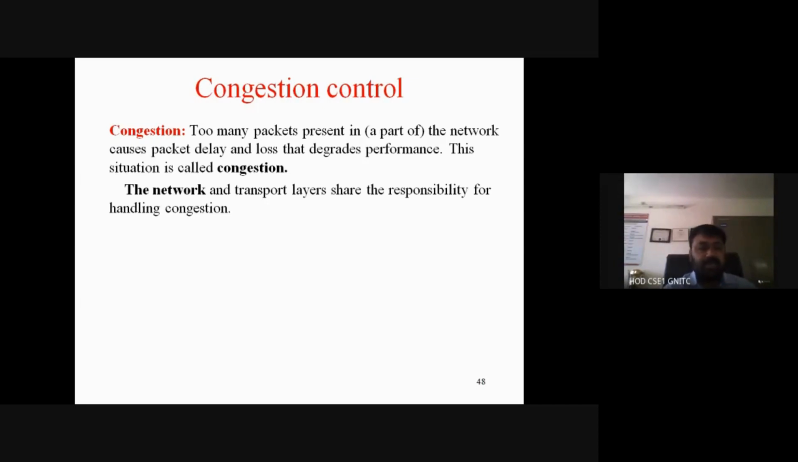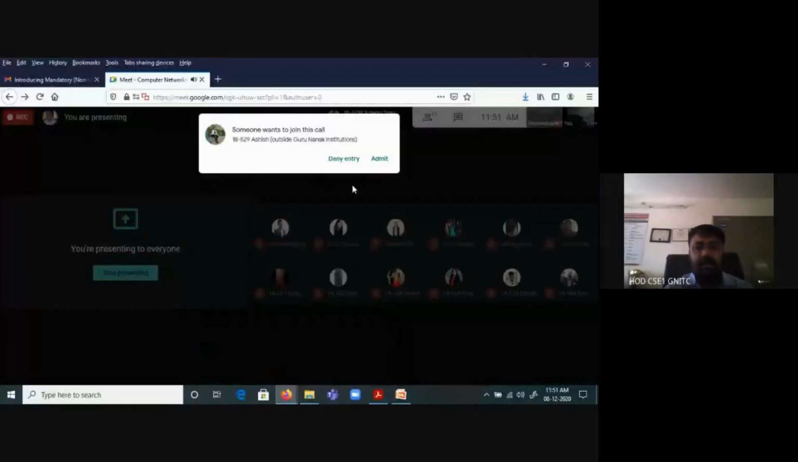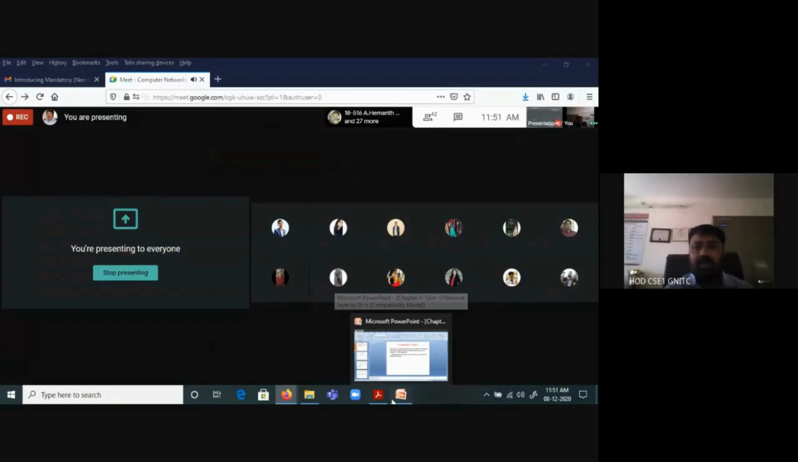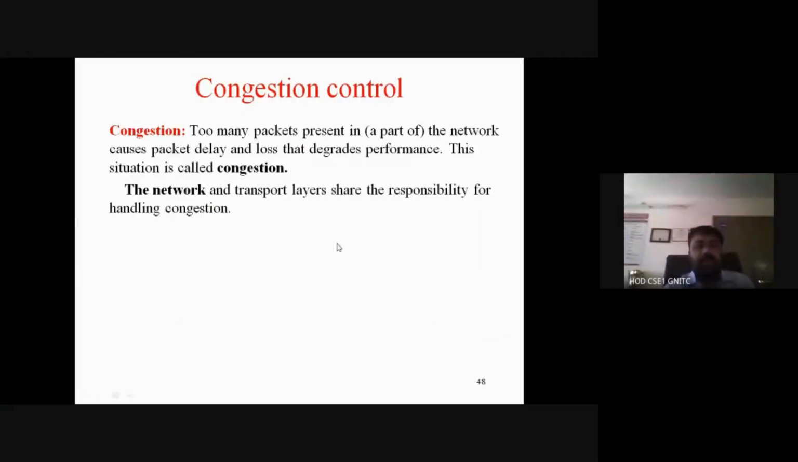We have seen in the last class, I am just going to recapture what we have done. So congestion control is a responsibility of two layers, that is network layer and transport layer. Somewhat congestion control is done at network layer, and somewhat congestion control is also done at transport layer. So we are studying congestion control at a network layer.